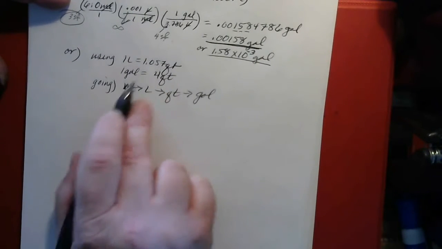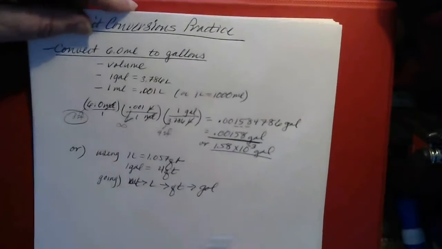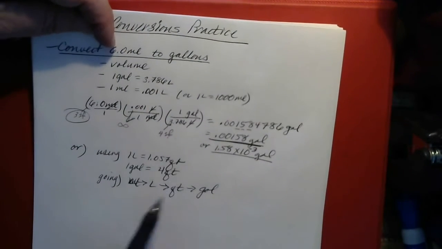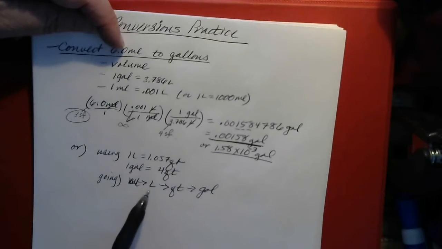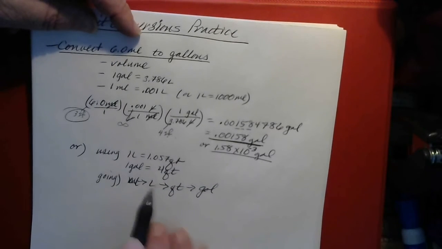Okay, so we had liters and quarts. The problem gave us milliliters and asked for gallons. But I know that if I have liters, I can get from milliliters to liters pretty easily. And if I have quarts, I can get from quarts to gallon. So that's the intermediate stage there, liters to quarts.